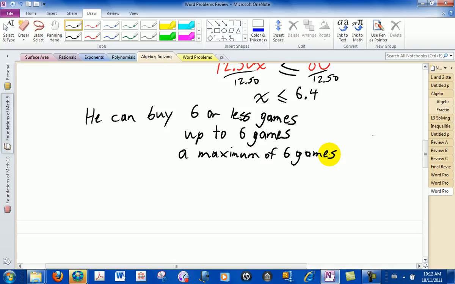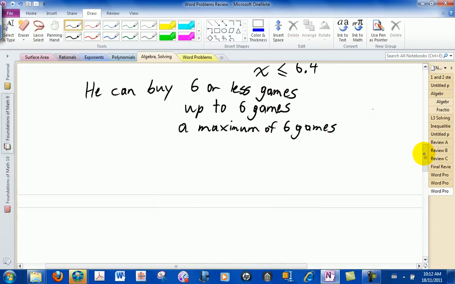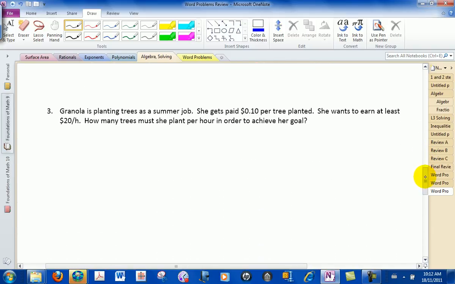That's great. Got to be careful with your sentence with these ones, okay? Because there's wrong things. If you say he can buy 6 games, that's not really true because he can buy 5, 4, 3, 2, or 1. Okay. Any questions? Turn it over.